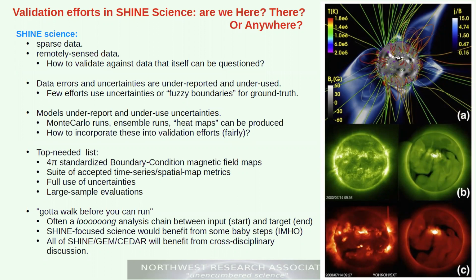So SHINE science, we are challenged by sparse data. I don't know if we're going to have a competition on who's got the most sparse data, but we also have the challenge that it's almost all remotely sensed, and that's really tough. Data errors and uncertainties are underreported and underused. Don't be afraid of your error bars. They're your friends. And there's also an interesting way, and this is happening in some of the terrestrial sciences, of how to use fuzzy boundaries in validation science.